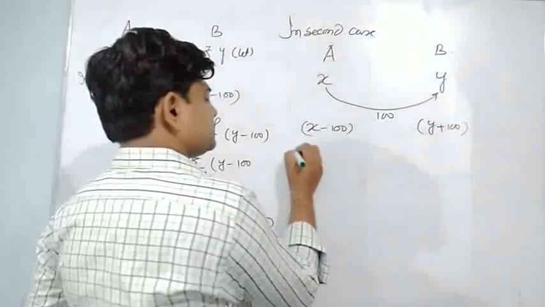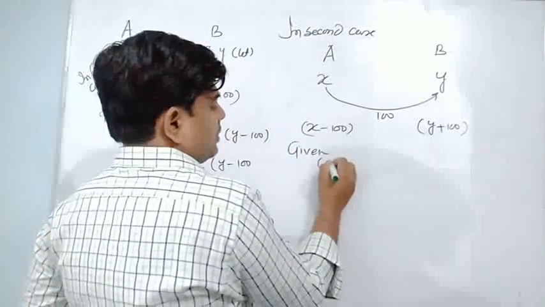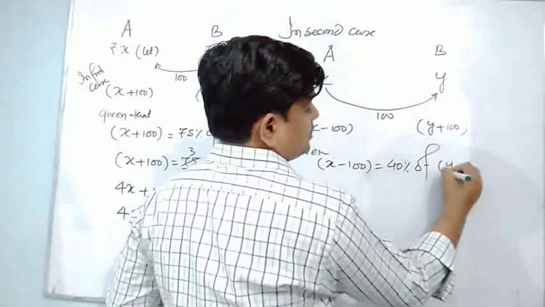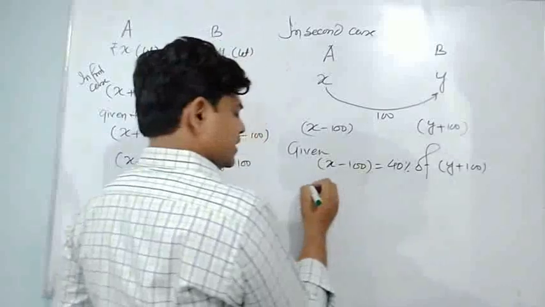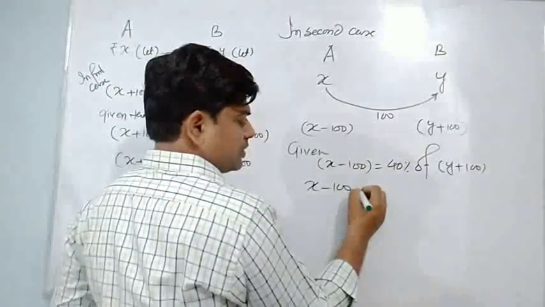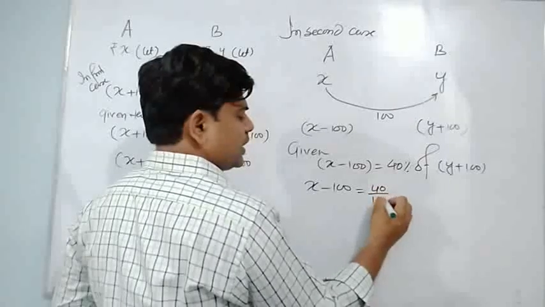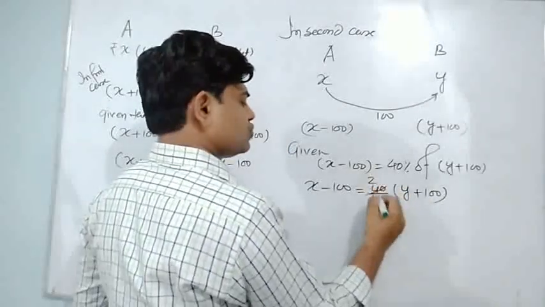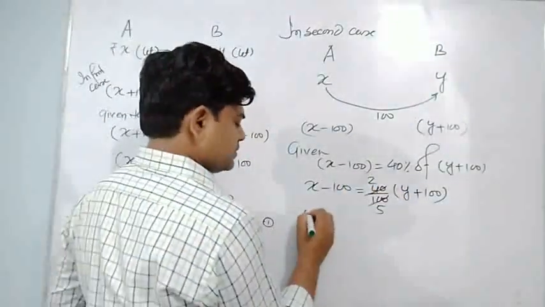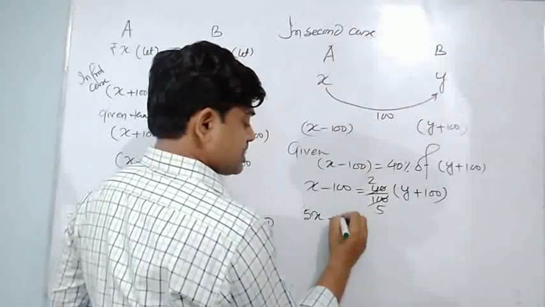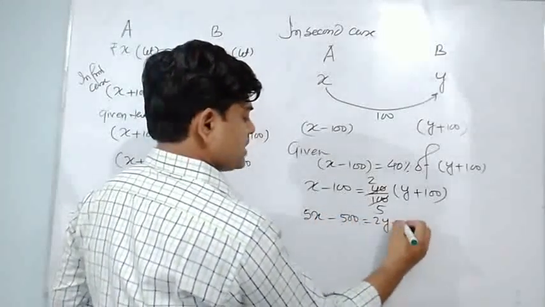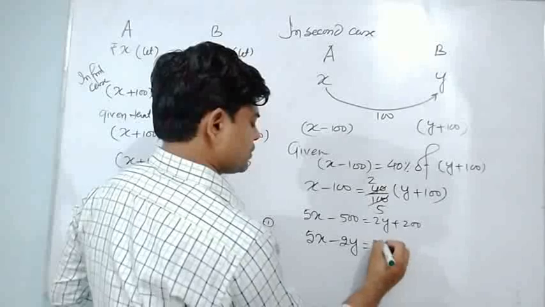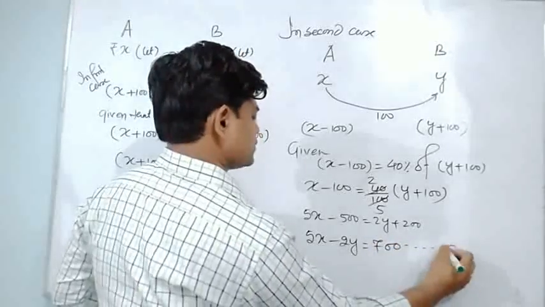Given that, x minus 100 is equal to 40% of y plus 100. What can I write here? x minus 100 is equal to 40 upon 100 times y plus 100. Again it's a 2, it is 5, we can do cross multiplication. 5x minus 500 is equal to 2y plus 200. Transpose it. 5x minus 2y is equal to 700. This is equation number 2.